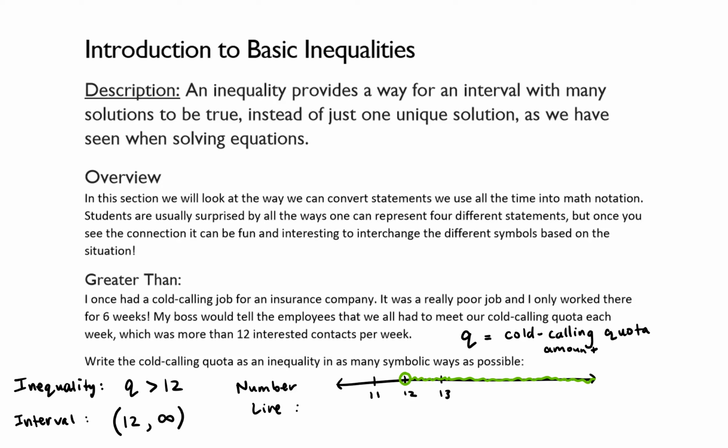to represent that our set of values can include anything to the right of 12, like 13 or 14 or 15 and so on. And then the other way that you can represent it on a number line is instead of using an open circle, I'm going to use a parenthesis like that and then also shade to the right. So those are the two ways that you could represent this statement symbolically on a number line.